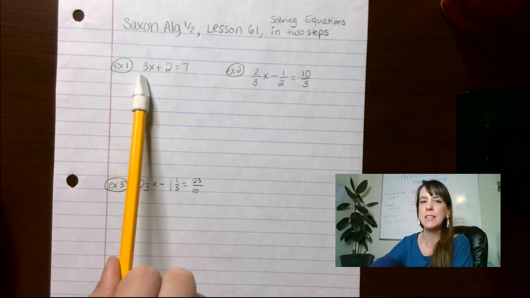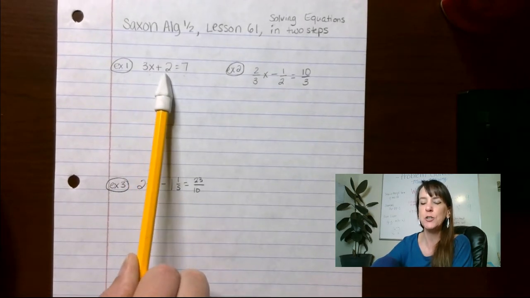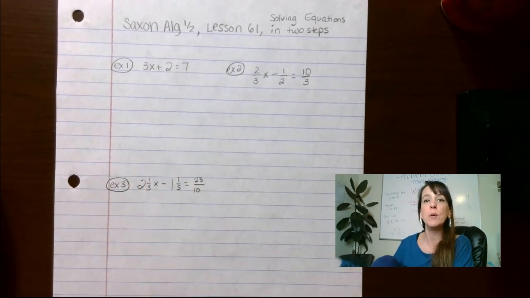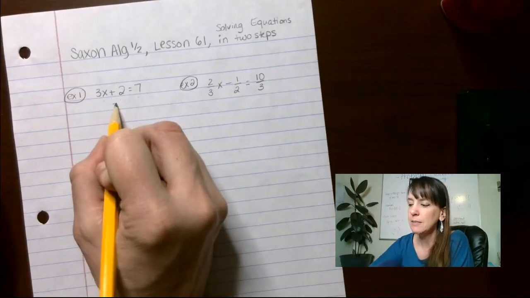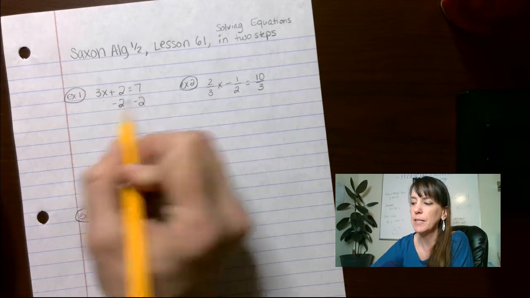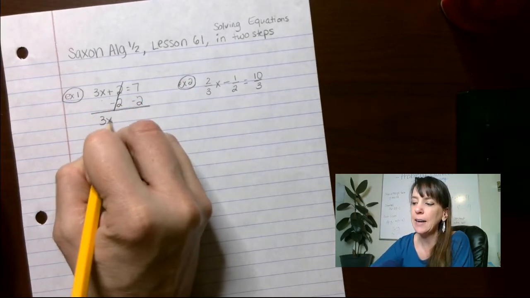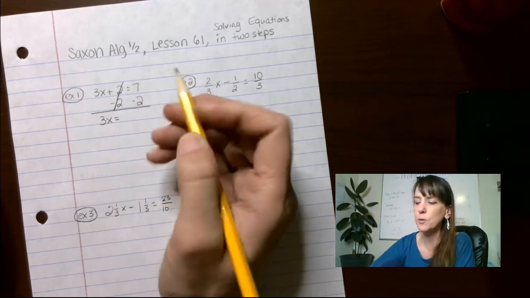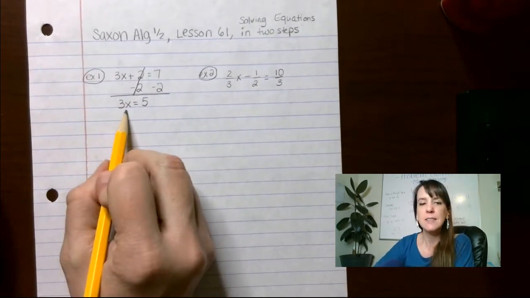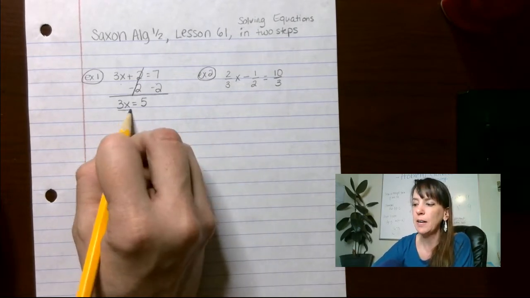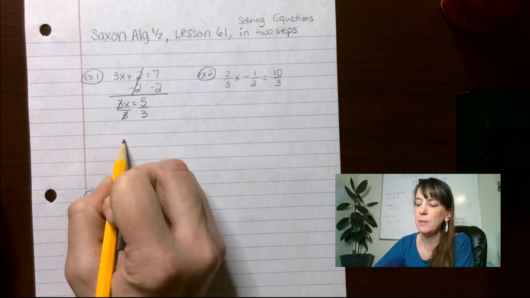So you see how we have this chunk right here? I want to get that by itself, which means I need to move that 2 to the other side. The way we move things is we do the opposite. So we're adding here, the opposite, subtract, minus 2. Draw my line, cancel out. I get 3x equals 7 minus 2 gives me 5. Now I'm multiplying 3 times x, which means the opposite of multiply is divide. 3 and 3, these guys cancel out. I have x all by itself.